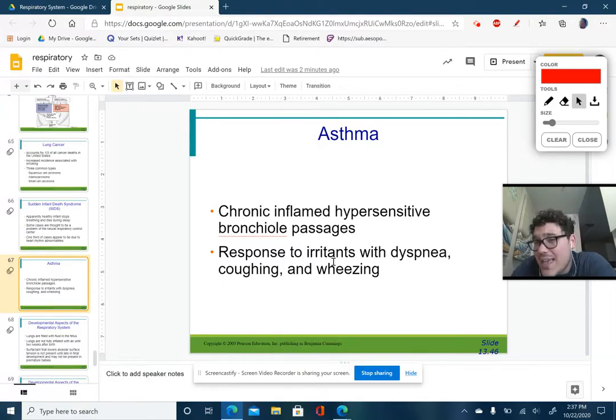Now, how do we treat asthma? Well, asthma is so common that a lot of you probably already know this, and some of you may be asthmatic anyway. The way that we treat asthma is by using an inhaler, which is this L-shaped can, and you press down onto it and it releases an aerosol or a gas straight into your lungs.